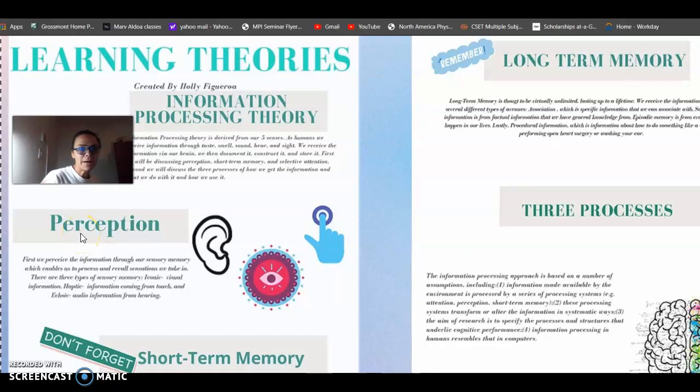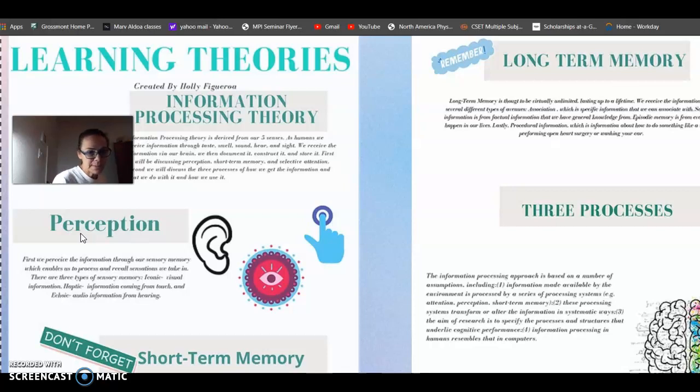Hi, do you ever wonder how we process information and how we retain it? We receive information through our five senses, and it starts with our brains. Then we document it, we construct it, and then we store it. First, I'll talk about perception, and then short-term memory and selective attention.